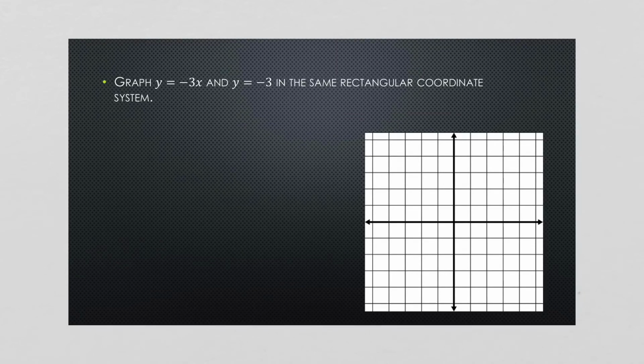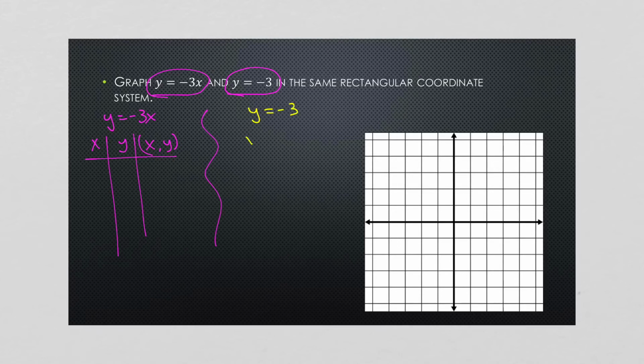Alright, so now we're going to take a look and we're going to compare these. So we're going to graph y equals negative 3x, and then we're also going to graph y equals negative 3. Notice how there's no x in it. And I'm going to show you how they look and how different they are. So we've got y equals negative 3x, and in yellow I'm going to do y equals negative 3.